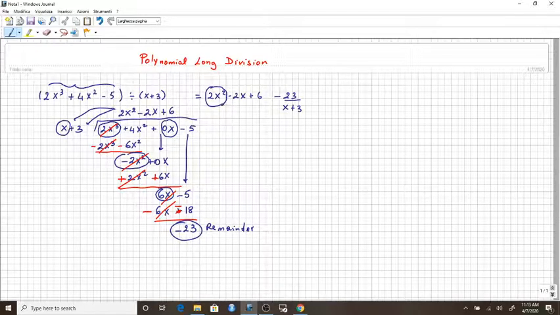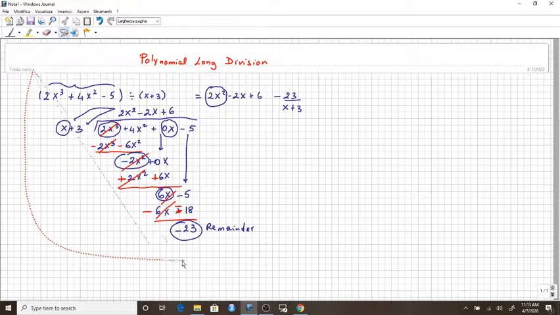Also, I remind you that if you want to check that your result is correct, you are going to multiply the quotient by the divisor, so 2x squared minus 2x plus 6 by x plus 3, and then make sure you add up the remainder, which is negative 23, to get the dividend. Okay, so you can always check by yourself that the answer is correct.